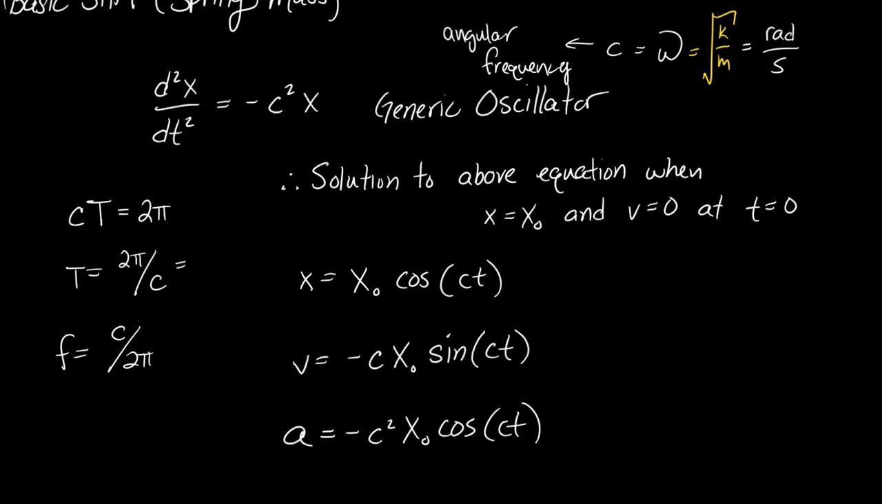In both cases, the period here is going to be 2 pi times the root of m over k, where this is going to be 1 over 2 pi times the root of k over m. This is for a spring mass system.